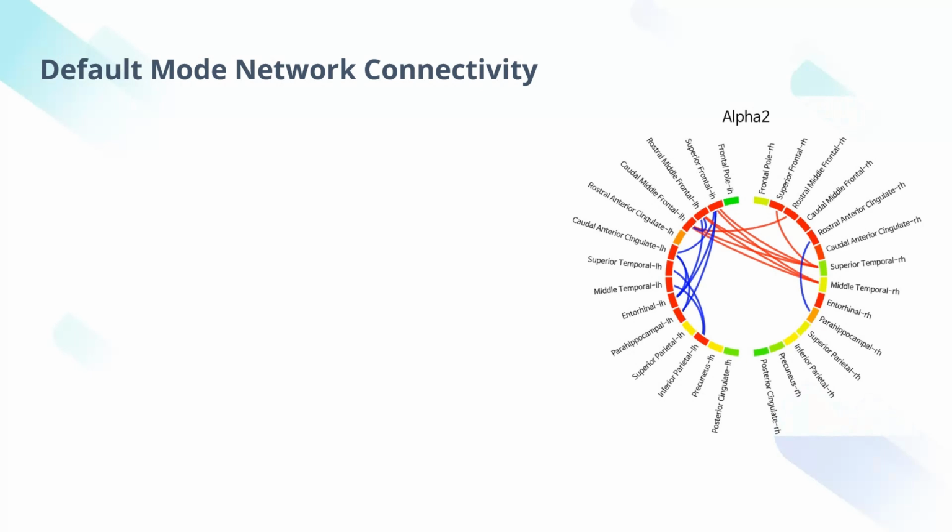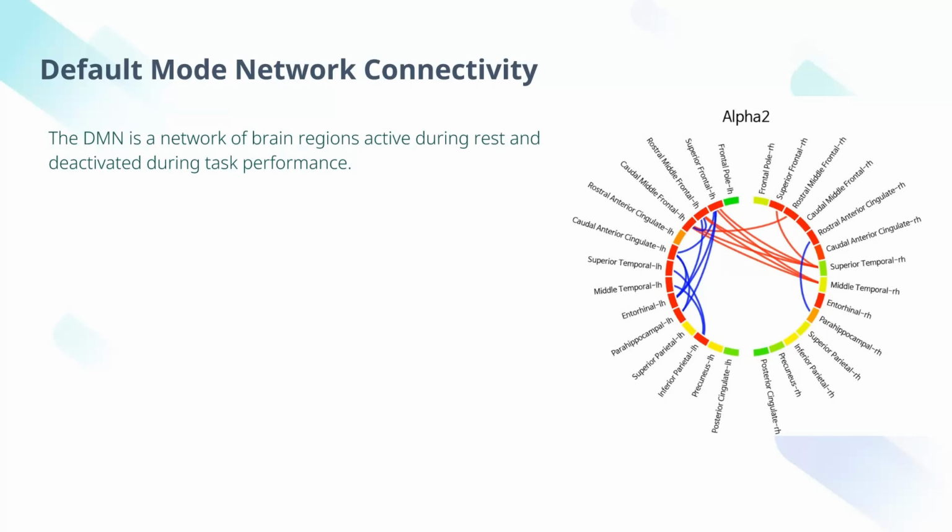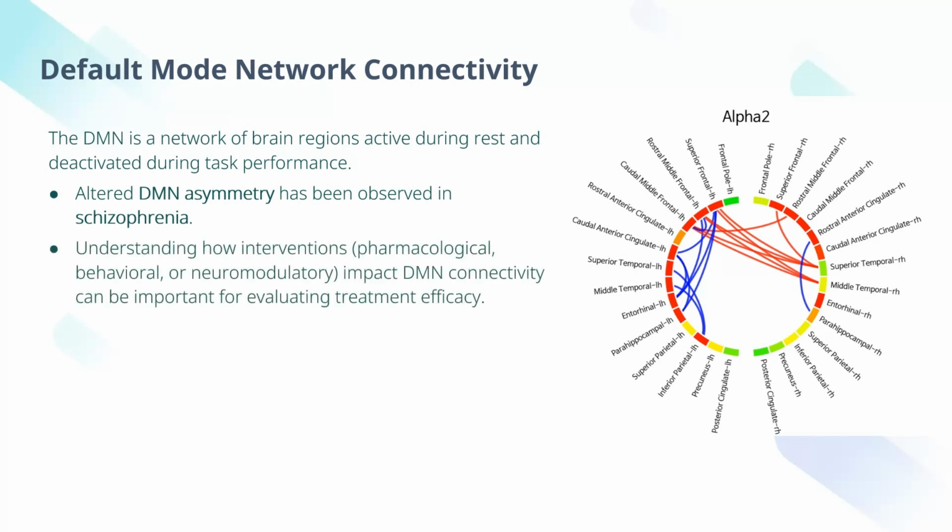So for example, this diagram here is only looking at the regions associated with the default mode network, specifically in the alpha 2 band. So the default mode network is active during rest and deactivated during task performance. So for a resting state EEG, we do expect to see this network functioning. And some studies have found altered asymmetry in this network in schizophrenia.